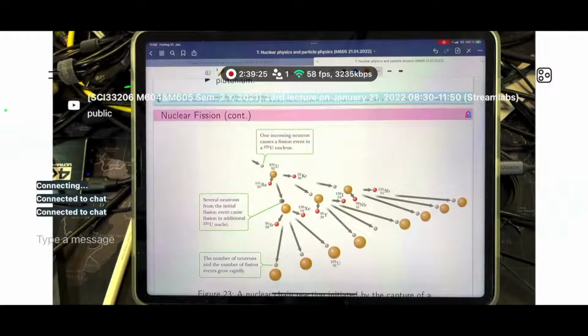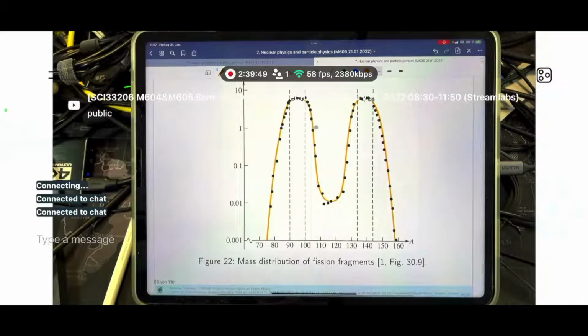This one can hit other particles too. The neutron may hit this uranium, but it may not turn into barium or krypton. It could be any other daughter nuclei according to this distribution. It may not be barium and krypton. It could be any combination of the black dots here.